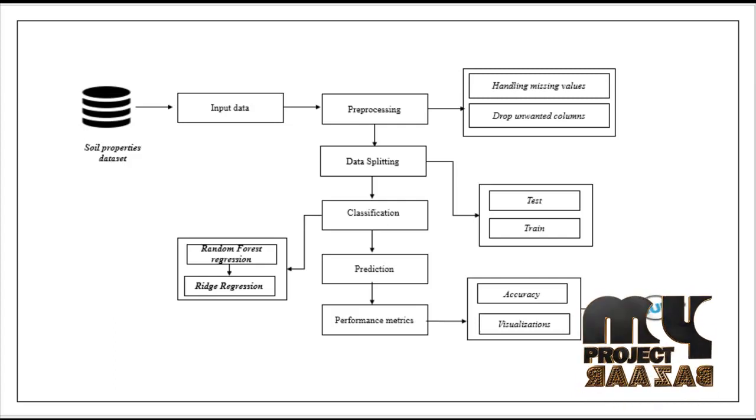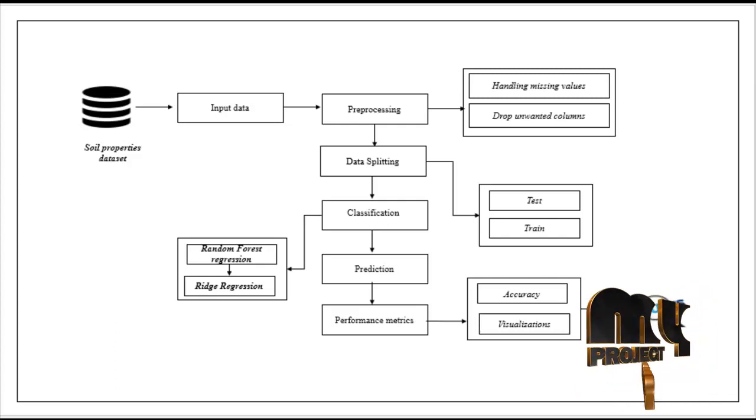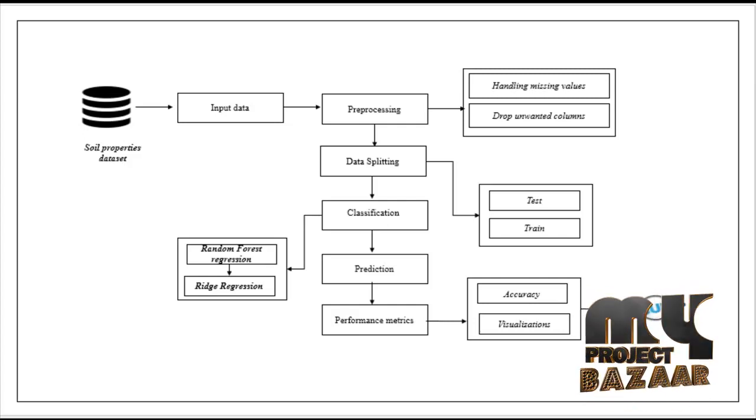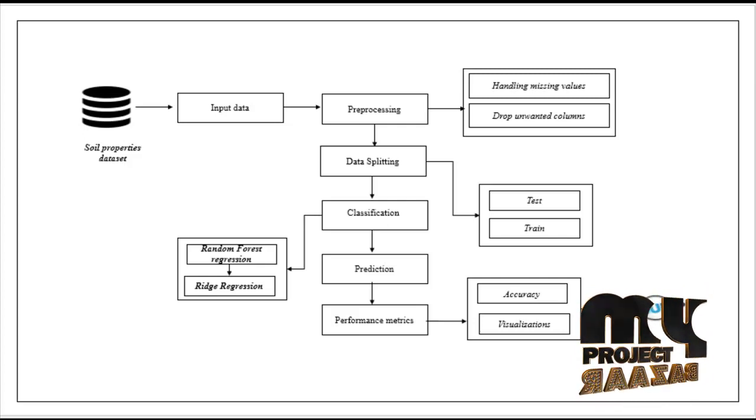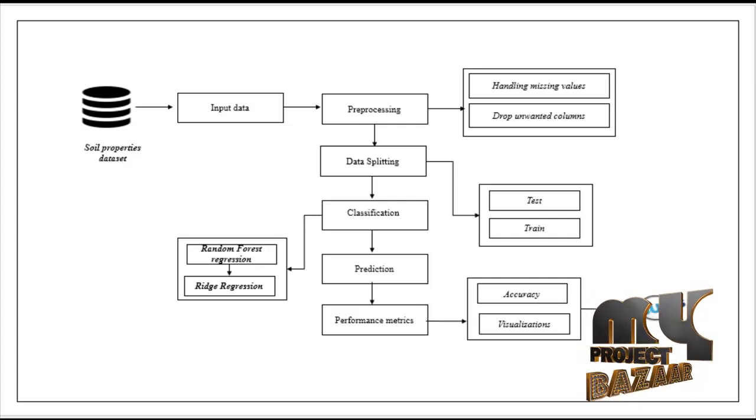The error values must be low. If your error values are low, it means your model is efficient. Then we compare the two algorithms to see which one is more efficient. So this is the flow of our diagram.